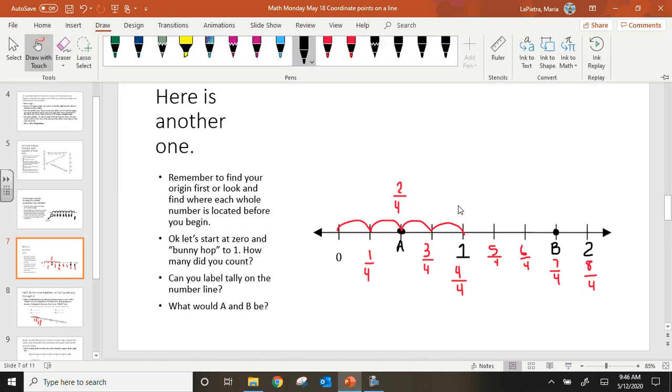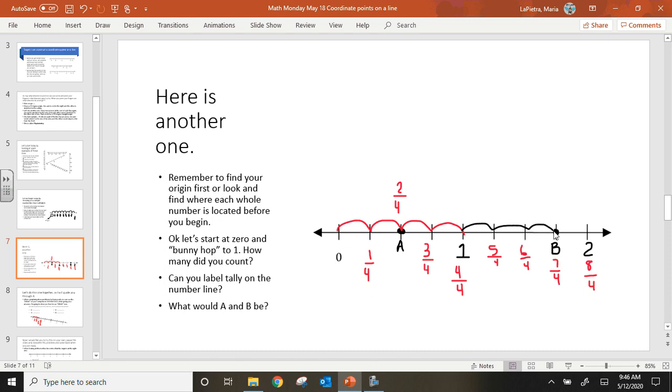I'm going to change the color so you could see. 1, 2, 3, 4. So now we could say, here's our one whole. I could say 1 and 1 over 4. 1 and 2 over 4. 1 and 3 over 4. And 1 and 4 over 4, which would give us 1 plus 1, which would give us 2. So there's a couple ways of doing it. You decide what's best for you.